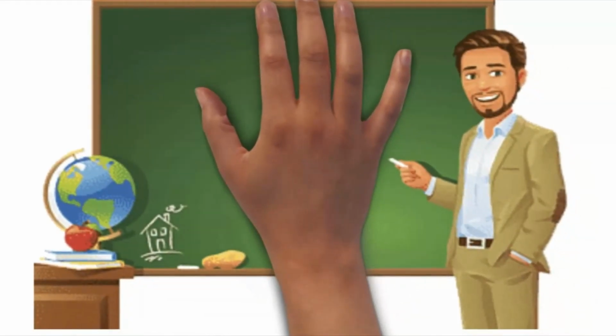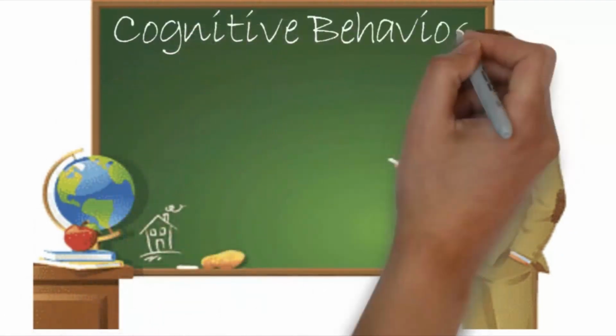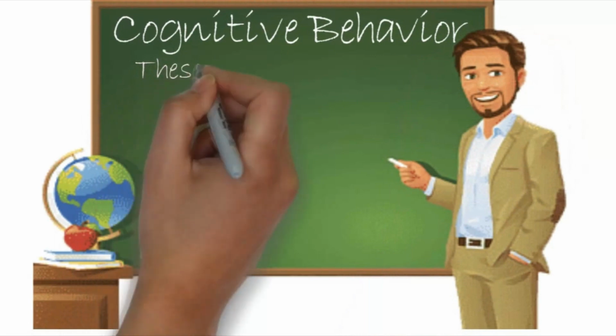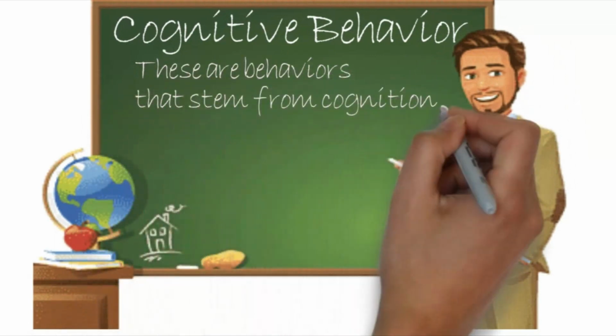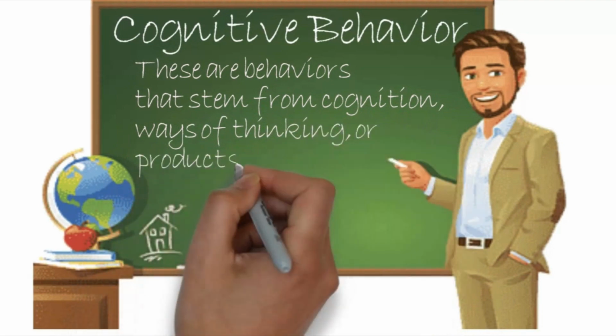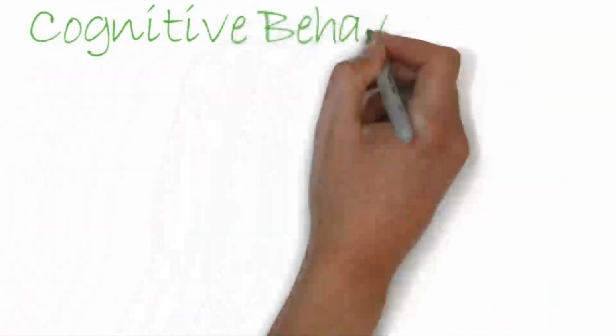3. Cognitive behavior. Now, let's dive into the third category, cognitive behavior. These are behaviors that come from our thoughts, the way we process things in our minds. Think of it like problem solving or critical thinking, when we figure things out or analyze situations.